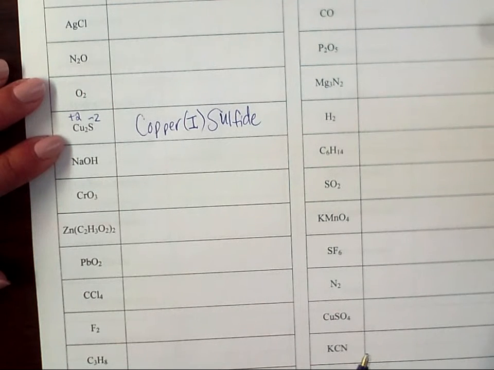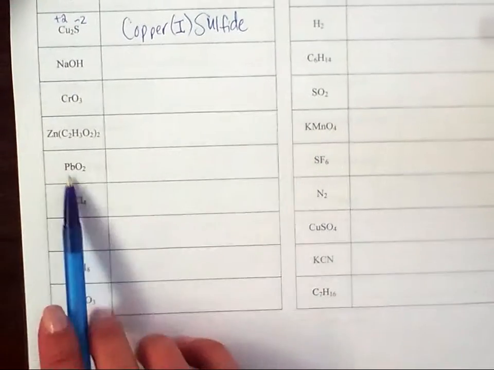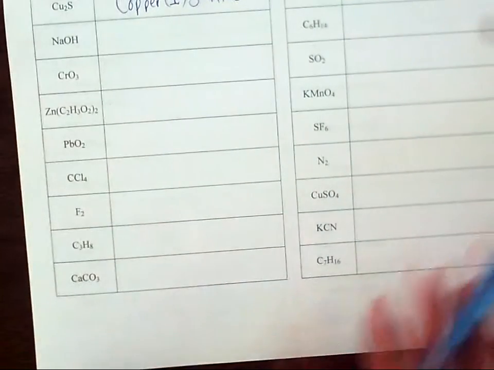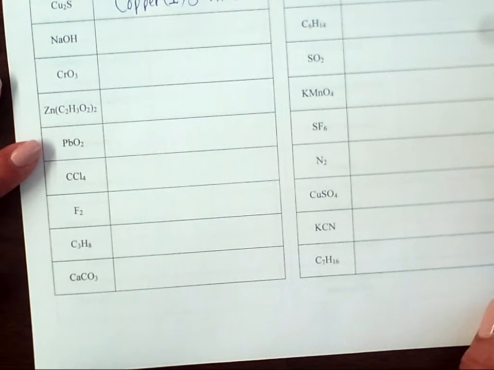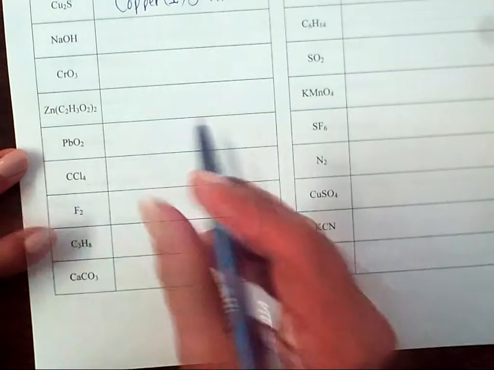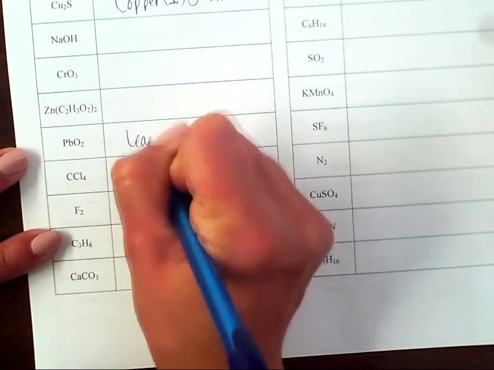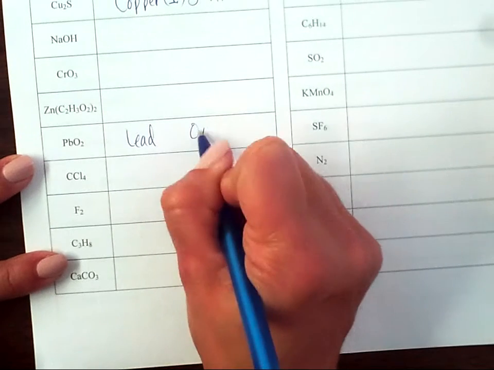Okay, let's try one more. We have lead and oxygen, which, remember, lead is an exception to the rule. Although it's not a transition metal, it does have a transitioning oxidation number. So we know that the beginning of the name would be lead. We know that the ending is going to be oxide.